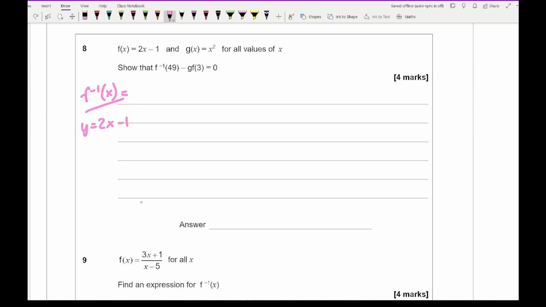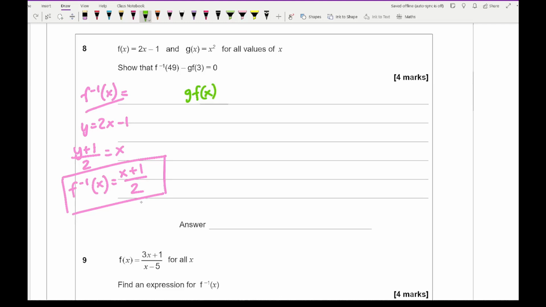Then make x the subject, so I've got (y plus 1) divided by 2 equals x. So the inverse function of f of x equals (x plus 1) divided by 2. Let's just put a little box around that. Then working out gf of x.